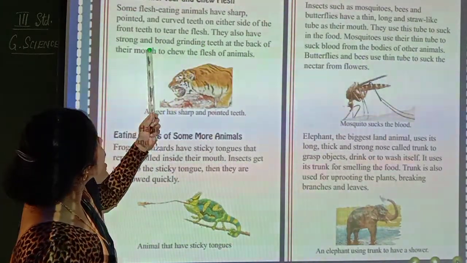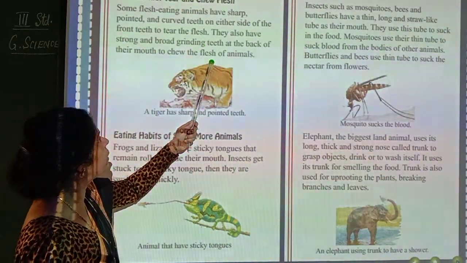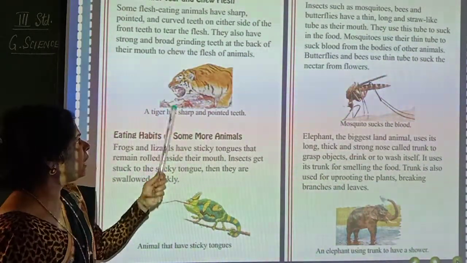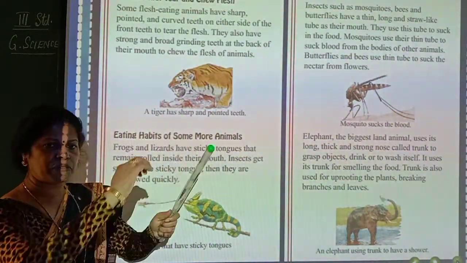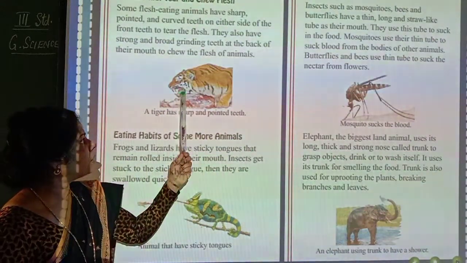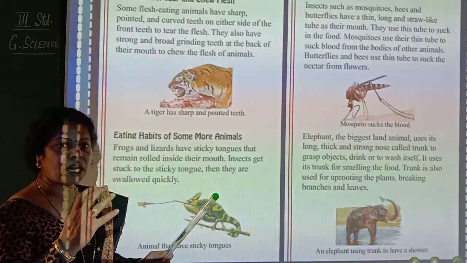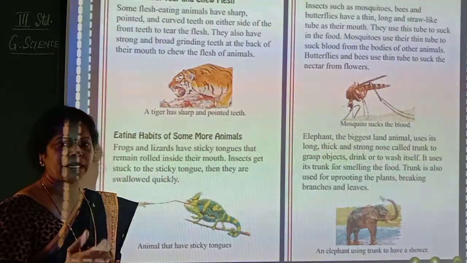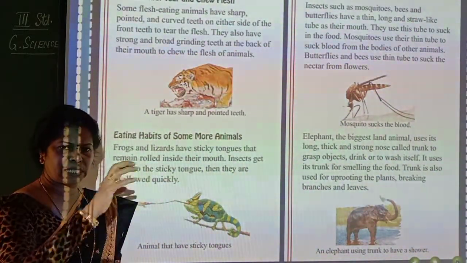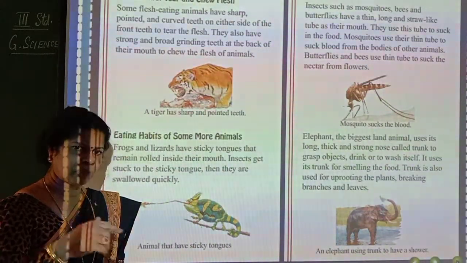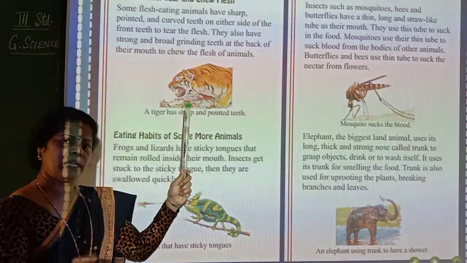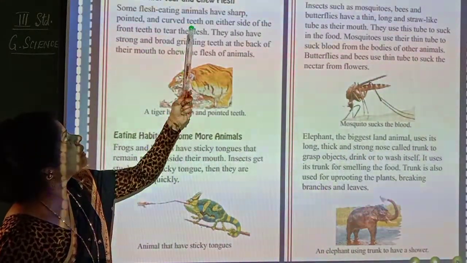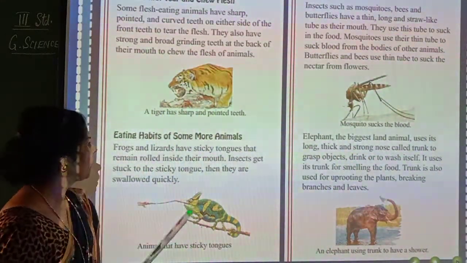They also have strong and broad grinding teeth at the back of their mouths to chew the flesh of animals. So the front teeth, what are they used for? They are used for tearing. And at the back side, you can see here, there will be broad teeth for grinding purposes. They grind it, then they eat. First is tearing, then grinding. Both things are happening in the mouth itself. Then they swallow the flesh. Okay, these are called the animals that tear and chew the flesh.